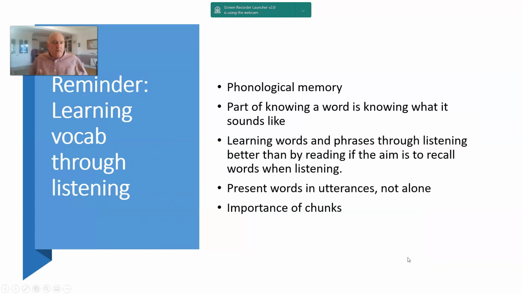So this is therefore a reminder, I guess, to say that if we pick up vocabulary through listening, then it builds phonological memory. To review what I said earlier, we know that knowing a word is partly about knowing what it sounds like, and that learning words and phrases through listening might be better than reading if the aim is to recall words when listening.